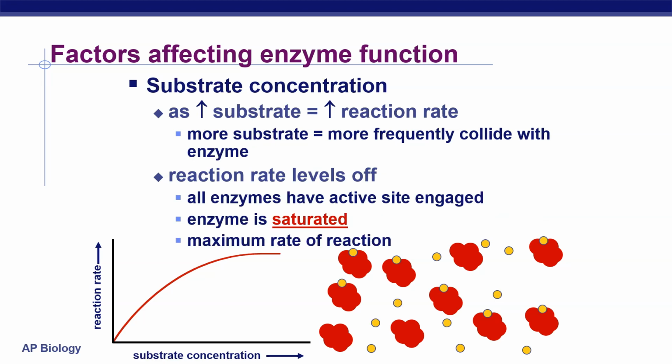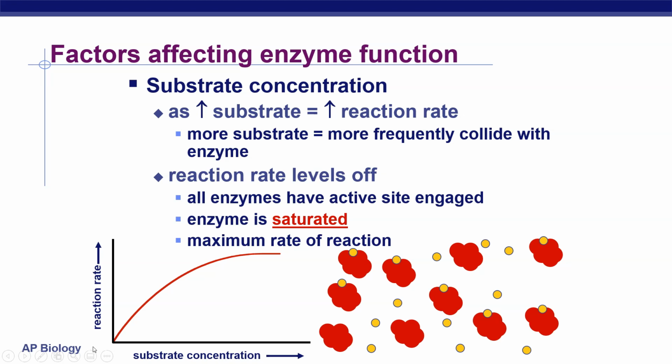Now, substrate concentration will also affect reaction rate. The same deal here, the more substrate you have, the more likely you're going to collide with the enzyme itself. And like before, the reaction rate will level off. Typically, all enzyme active sites will be engaged, and that means the enzymes are going to be saturated. There's going to be so much substrate that all the enzymes are doing the best they can. They just cannot keep up with the substrate, and this is what we call a maximum rate of reaction.